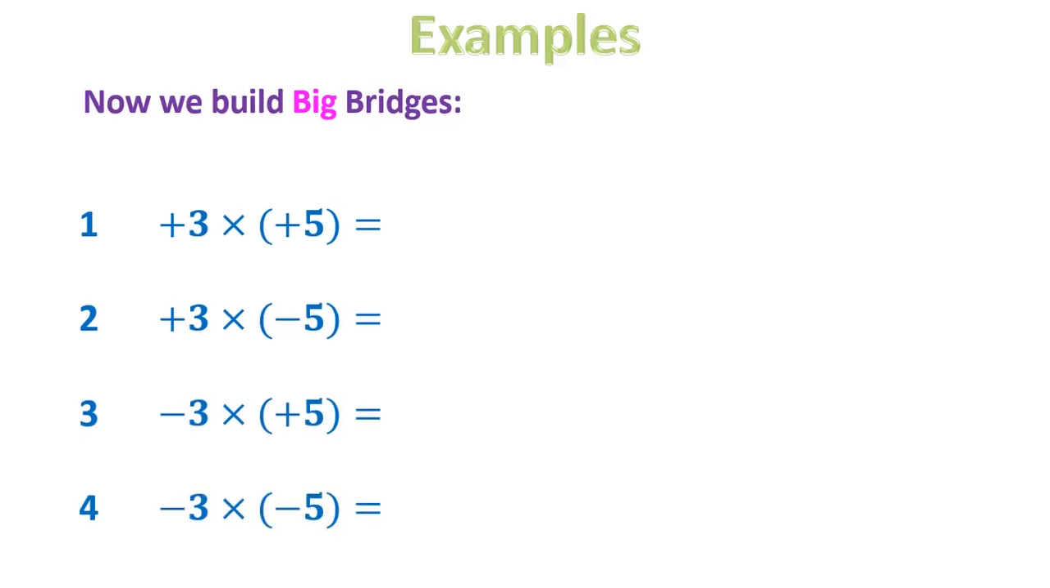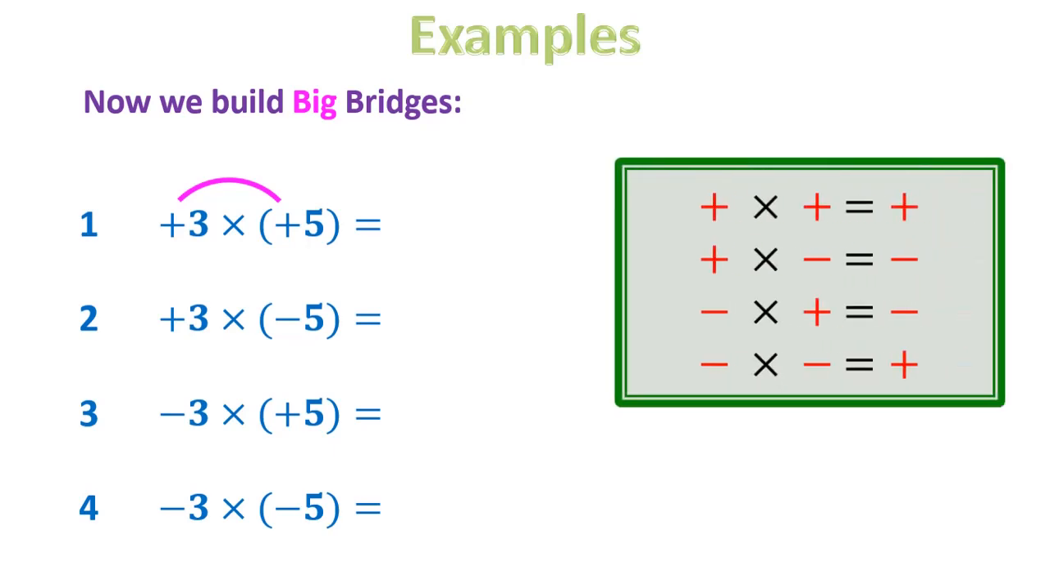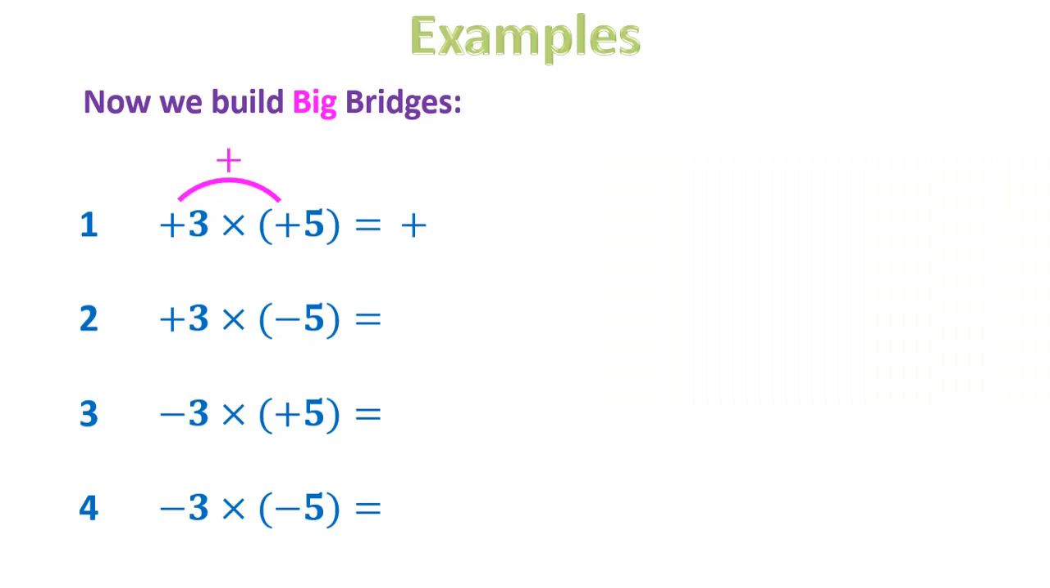So example 1. We build a big bridge all the way from our positive 3 to our positive 5 over the multiply sign. Then we look at our table. A positive multiplied by a positive gives us a positive. And so when we have our answer, it is always positive. 3 multiplied by 5 gives us 15.